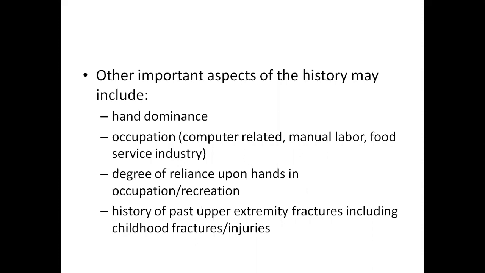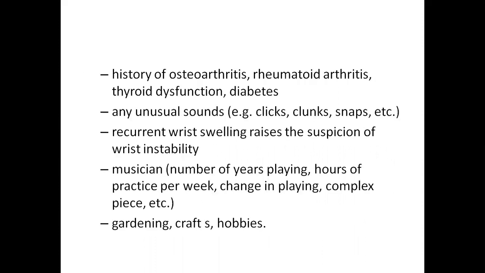Similarly, some questions should be asked about the history of past upper extremity fracture, including childhood fracture injuries. Similarly, the history of osteoarthritis, rheumatoid arthritis, thyroid dysfunction, diabetes should be asked, whether they have this condition or not. Any unusual sounds like clicks, clunks, or snaps should be noted and observed. Recurrent wrist swelling raises the suspicion of wrist instability.